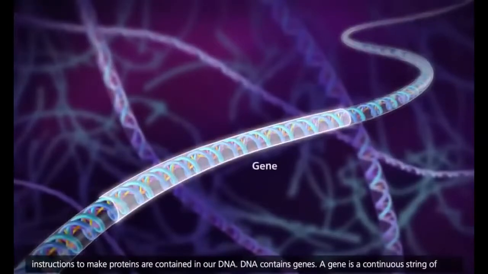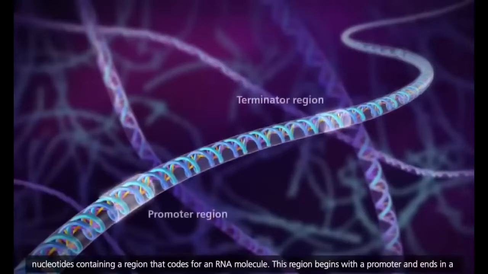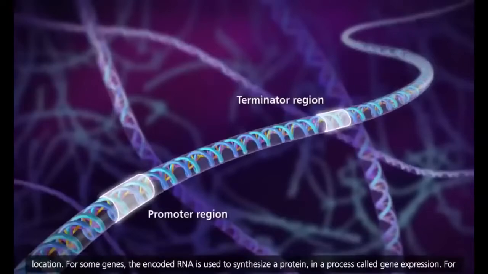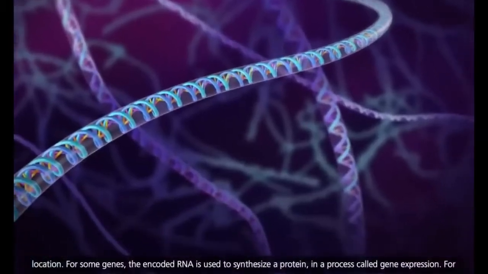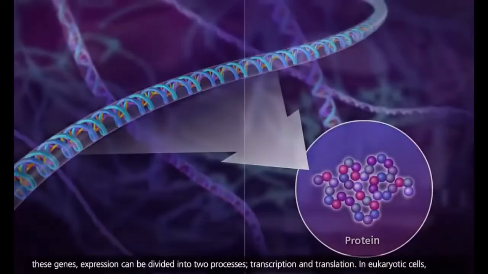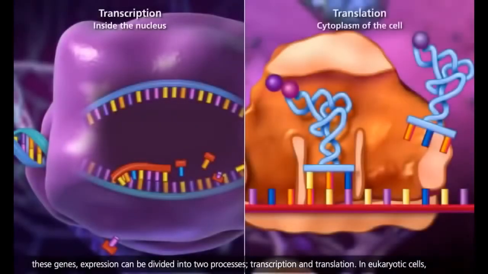DNA contains genes. A gene is a continuous string of nucleotides containing a region that codes for an RNA molecule. This region begins with a promoter and ends in a terminator. Genes also contain regulatory sequences that can be found near the promoter or at a more distant location. For some genes, the encoded RNA is used to synthesize a protein in a process called gene expression. For these genes, expression can be divided into two processes: transcription and translation.